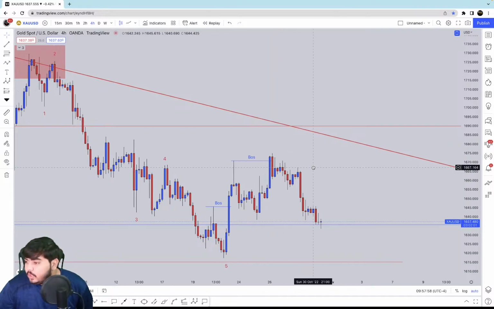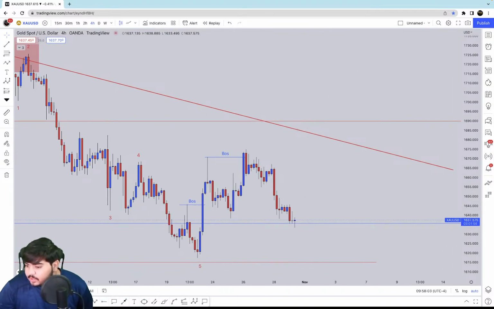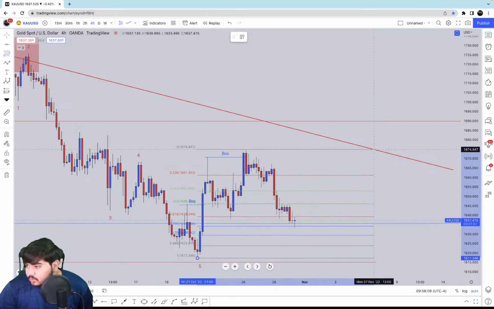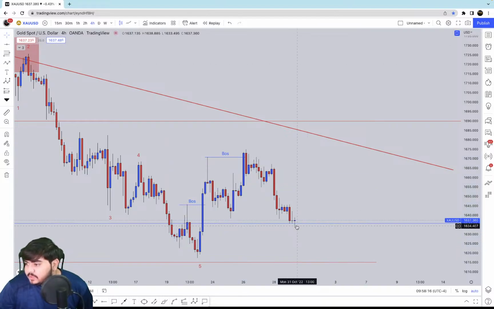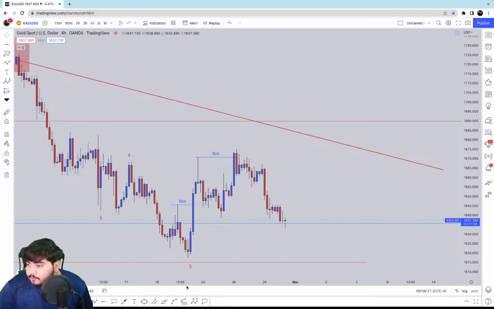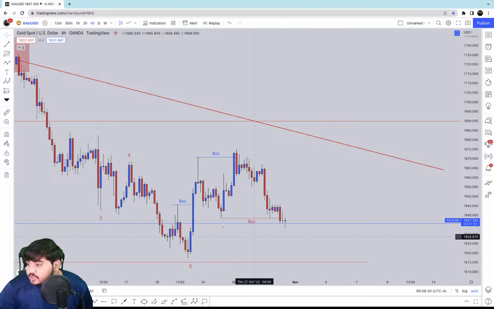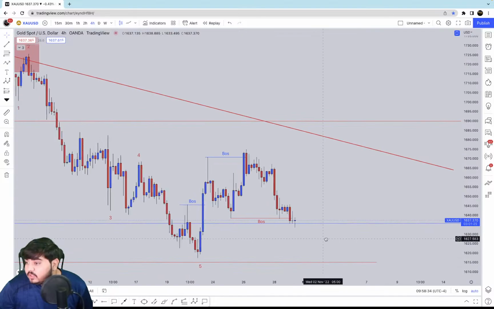Okay, so keeping this in our mind, if we apply Fibonacci from this low to this high, where we are right now, we tested the 70% retracement here again. So for the short term, I think price is likely to go a little bit higher here. Now if we mark this area right here, this is also kind of a bearish break of structure area. So what does that mean?